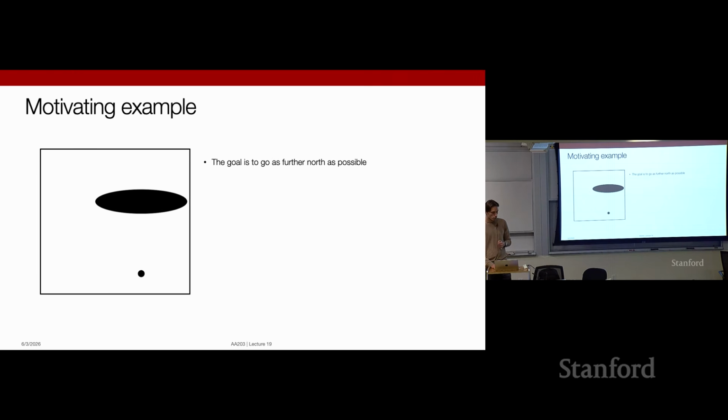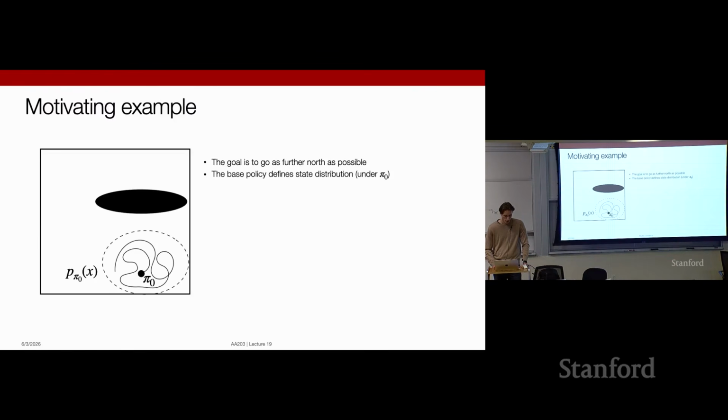Okay, so why is this an issue? Let us look at a fictitious, pictorial example. Say we are in this very simple world, the agent is the black dot here on the slide, and we have an obstacle which we wish to avoid. The goal here is to go as far north as possible. Say that our exploration policy pi0 explores a certain subset of the state space, described by the state distribution under policy pi0, p sub pi0 of x, which is the subset of the state space induced by that policy.